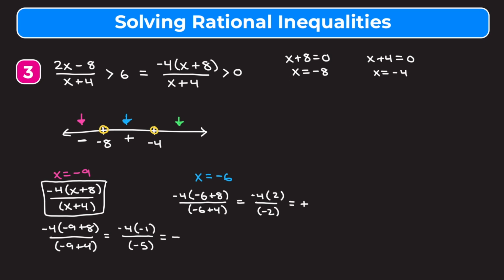And finally, let's test the right side of our sign chart. So we need a number to the right of negative 4, so we could just pick 0 because it's easy. So we're going to do negative 4 times 0 plus 8 on the top. On the bottom, we're going to have 0 plus 4. On the top, this is going to simplify, so we have negative 4, and 0 plus 8 is 8. And on the bottom, 0 plus 4 is 4. So this time we have 1 negative, so our answer is going to come out as negative. So we are going to put a negative here.